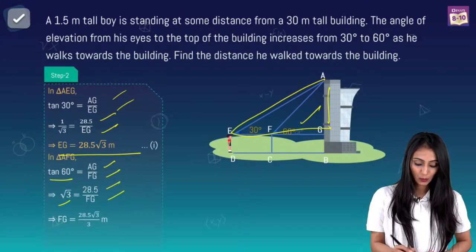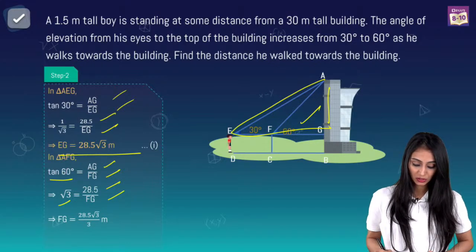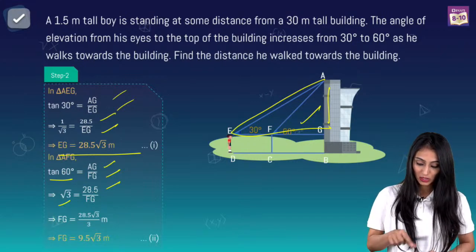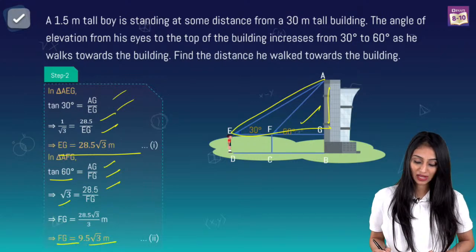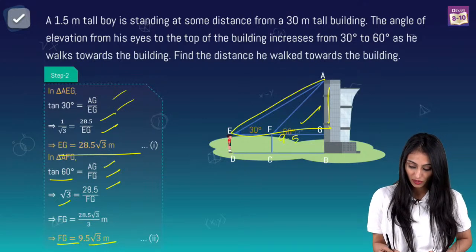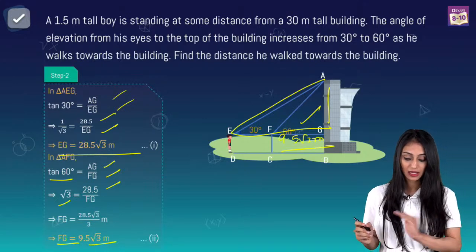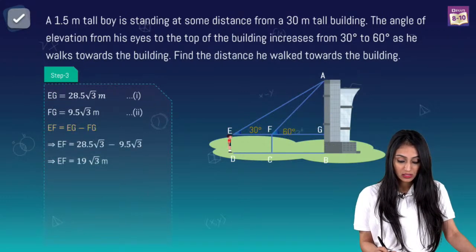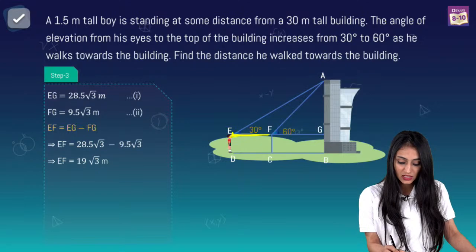Now in this triangle AFG, I can simply say tan 60 degrees is AG by FG. So root 3 equals 28.5 by FG. Let's put everything here, and on rationalizing we get the value of FG also. I'll simplify this, we get FG, that's 9.5 root 3 meters. That's the FG, right? So this EF is the distance that he has walked towards the building.